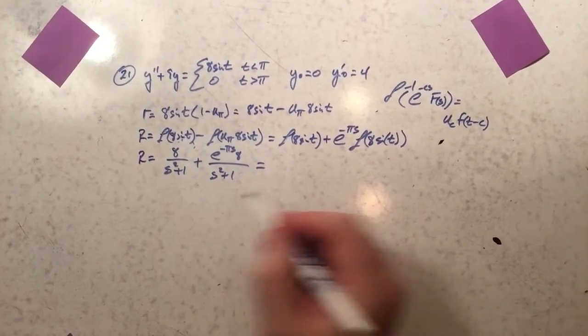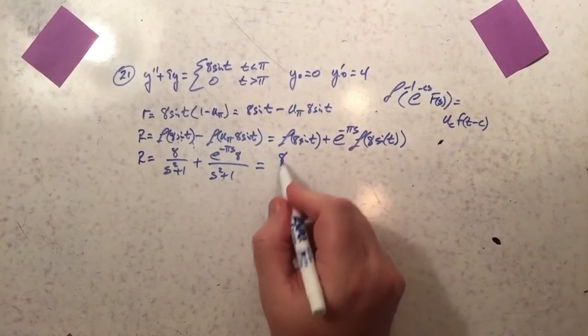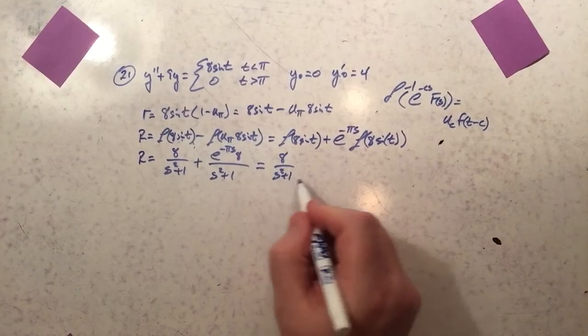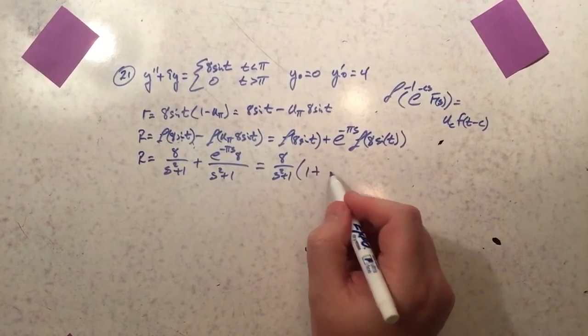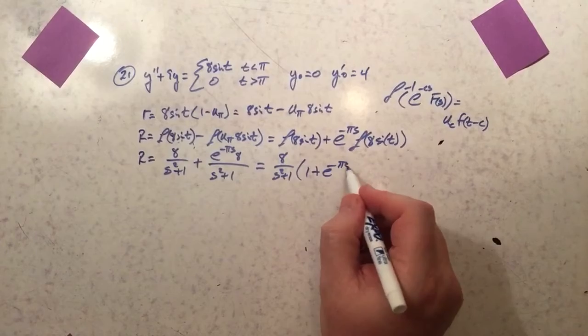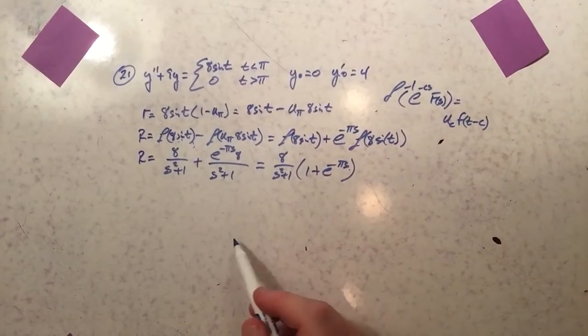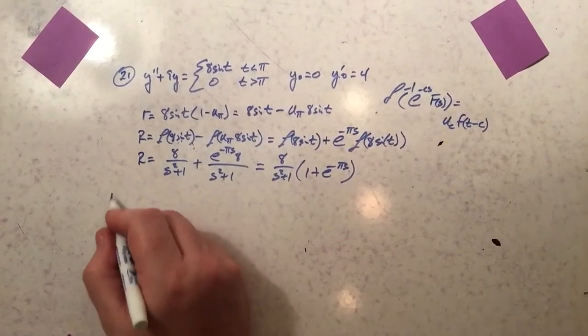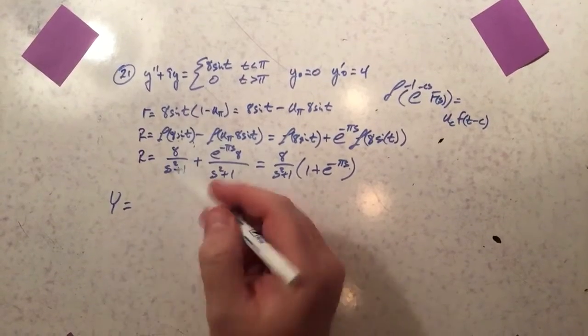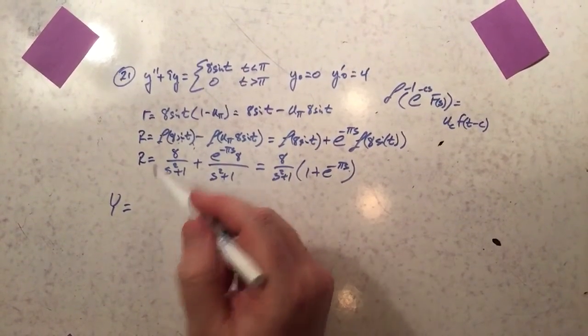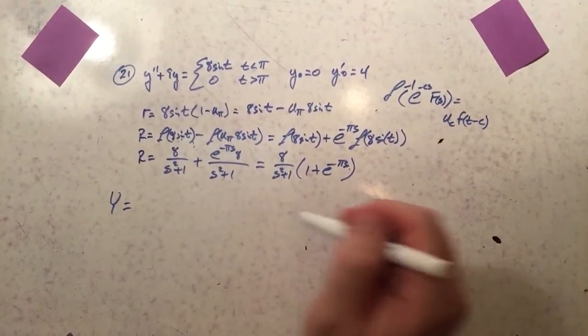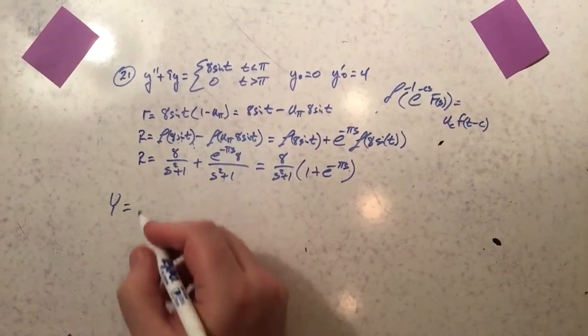So literally this whole thing is just 8 over s squared plus 1 times 1 plus e to the negative pi s. So that's our R. And now it's time to build our Y. So our Y is the same as it was before. Again, from the previous video, we already solved down to this point, so I'm just going to jump right to that.